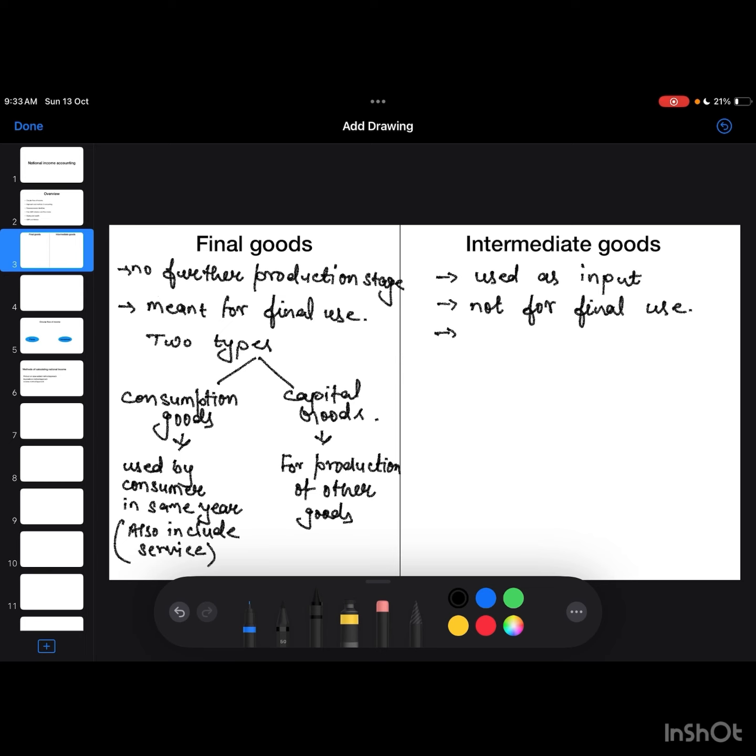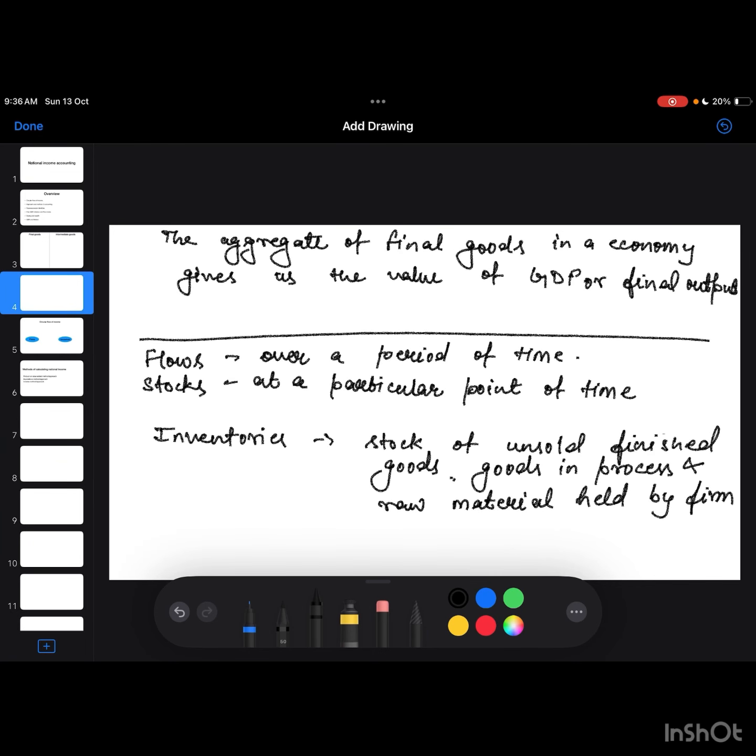Now, final goods are of two types, that are consumption goods and capital goods. Capital goods are used for production of the other goods, while consumption goods are used by consumers in the same year, and they also include services. Now, final goods in an economy that are produced in a year are used to calculate the value of GDP or final output. Now there is also a concept of flow and stocks.